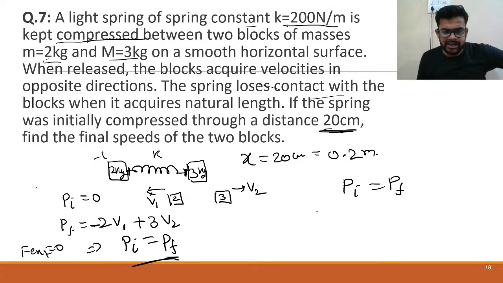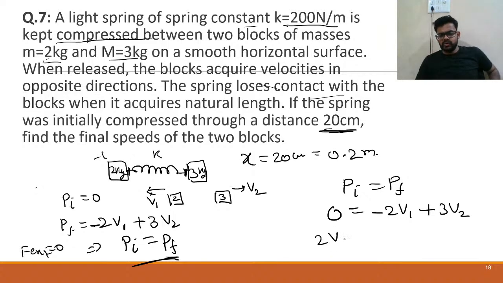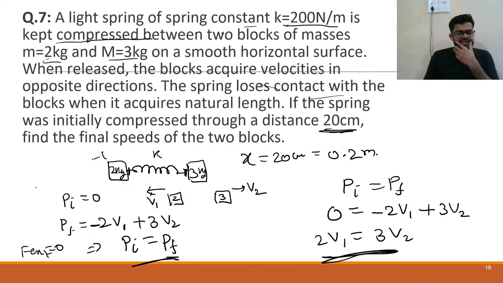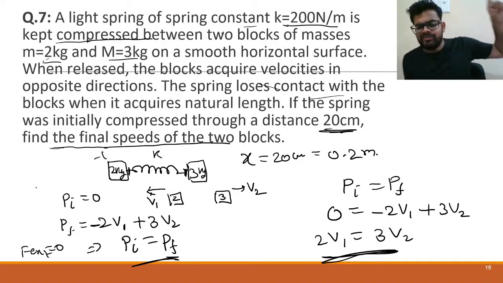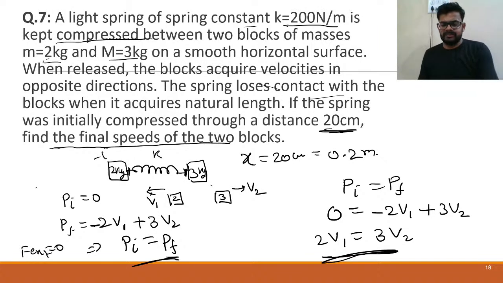So what is initial momentum? That is 0. What is final momentum? Minus 2v1 plus 3v2. So we are getting the relation 2v1 equals 3v2. Let us remember this relation for now. And what we need to find? We need to find the final speeds of the blocks, means we need the values of v1 and v2. So let us find it.